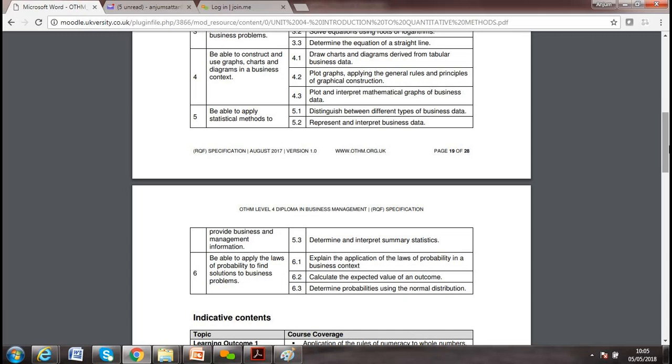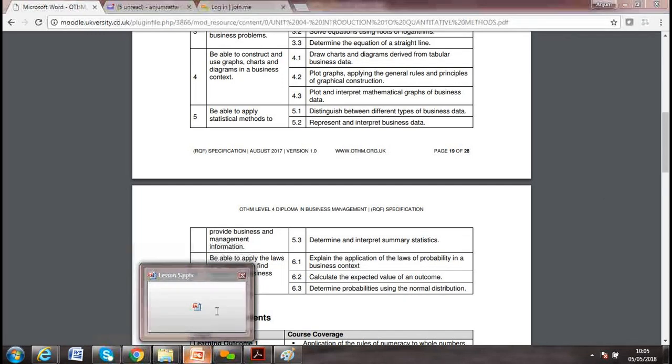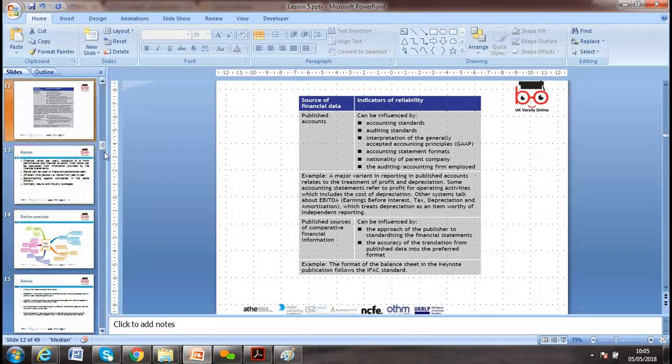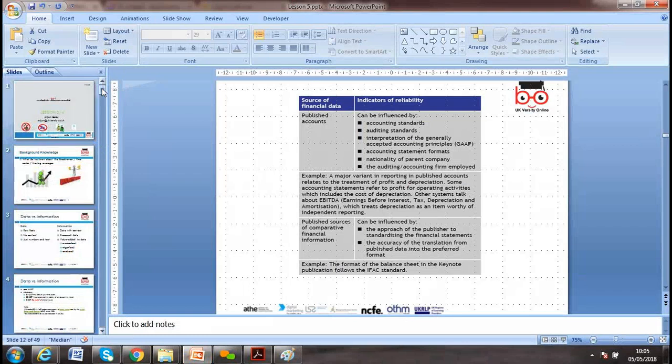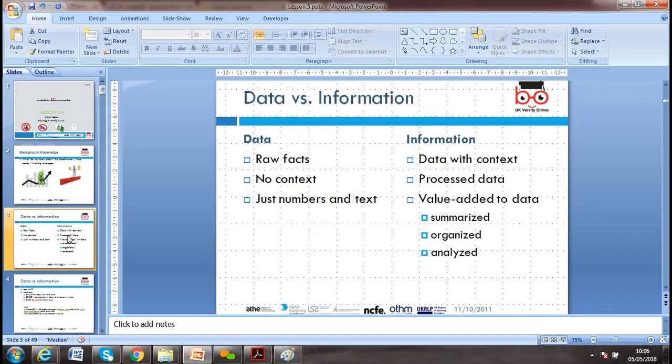So what these numbers mean in a business and management perspective, and what sort of information these numbers provide. And we'll go through different companies' financial statements today. We'll go through the difference between data and information and how we can apply data from a decision-making and management perspective within a business. So today is our fifth lesson, covering Learning Outcome 5.